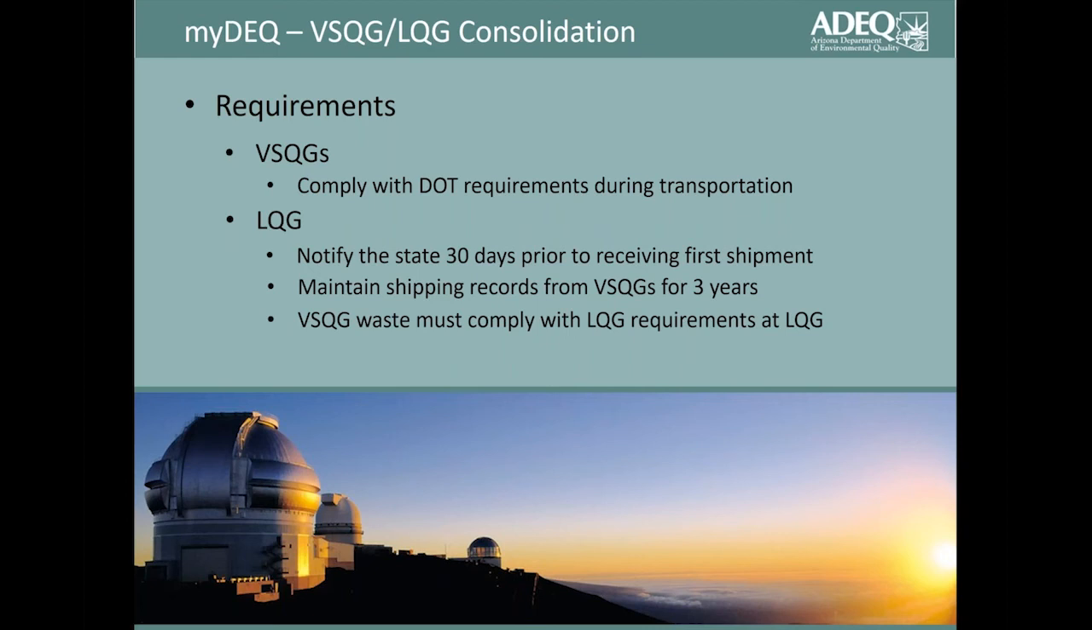The VSQG waste would have to comply with LQG requirements while at the large quantity generator site. So just because the waste originated at the VSQG site doesn't mean it's exempt from complying with LQG rules once it's received by the large quantity generator. And then the large quantity generator must include the VSQG waste on its biennial report to the EPA every other year. So that means VSQG waste is counted as part of the LQG waste for EPA purposes.